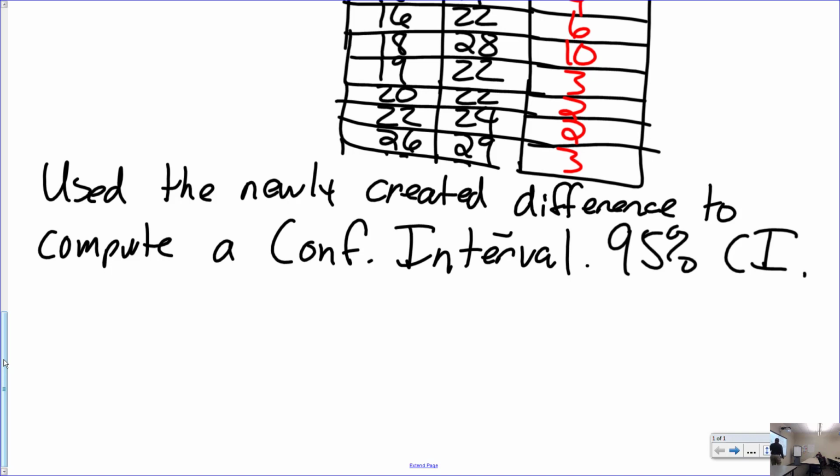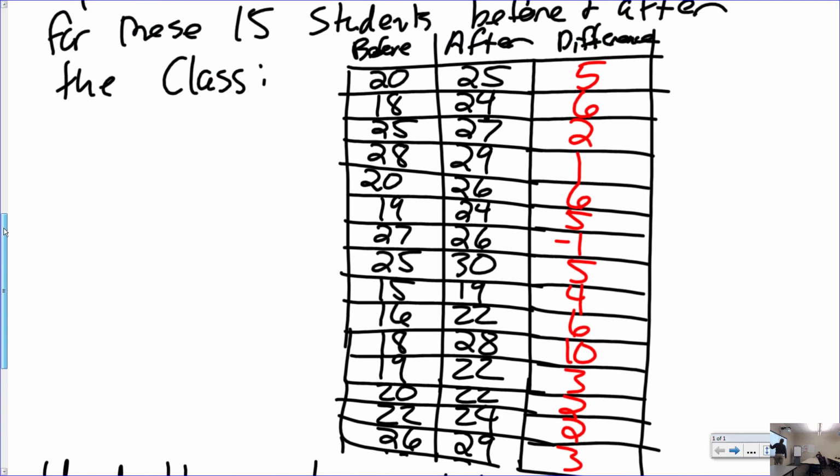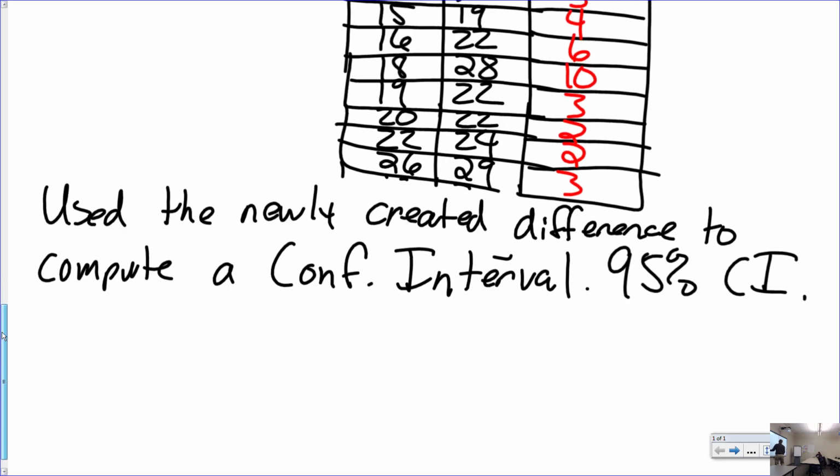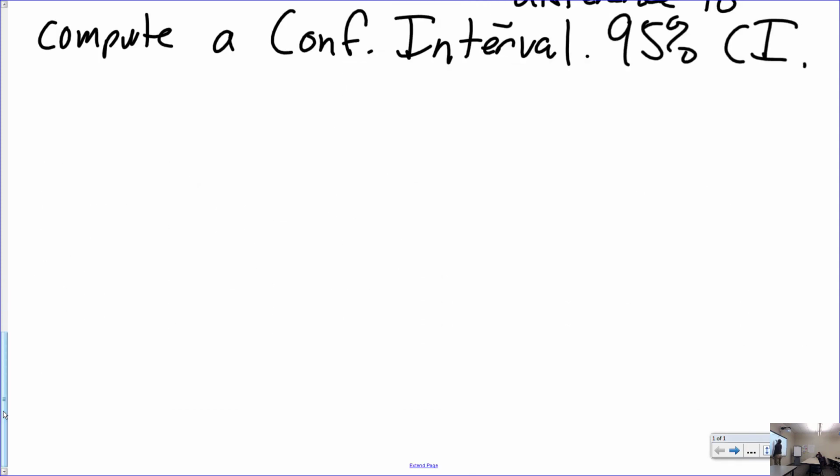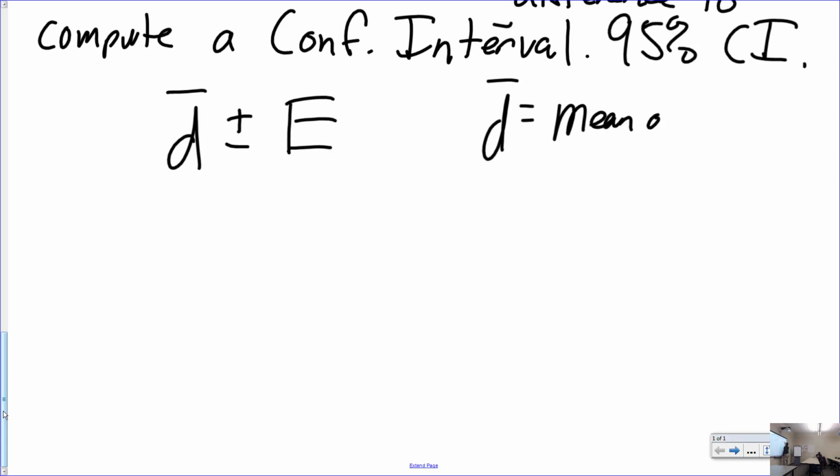When you work with this data, folks, the cool part is that you basically just work with the difference values. The confidence interval is going to be D bar. Guess what D bar is? The average of the differences, right? D bar is the mean of the differences. So that's going to be the center of your confidence interval. And your E, you're going to calculate almost exactly the same way we did back in chapter 8.